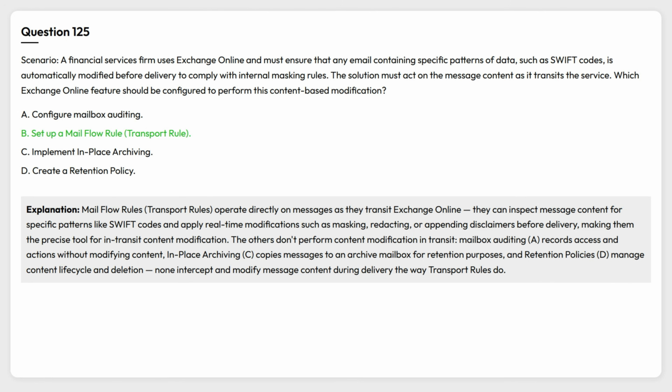Mail flow rules, transport rules operate directly on messages as they transit Exchange Online. They can inspect message content for specific patterns like Swift codes and apply real-time modifications such as masking, redacting, or appending disclaimers before delivery, making them the precise tool for in-transit content modification. The others don't perform content modification in transit.